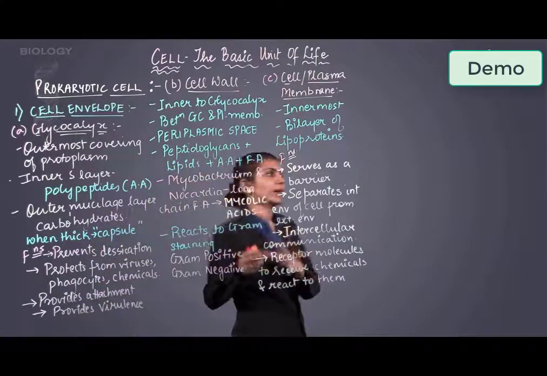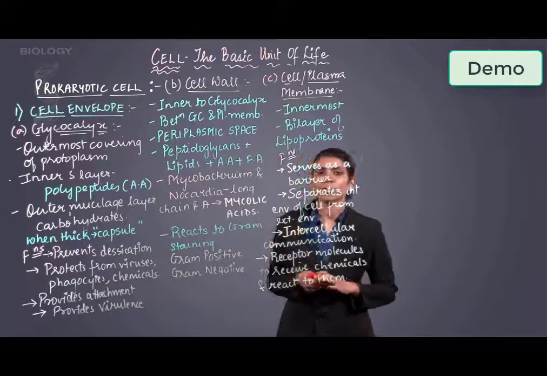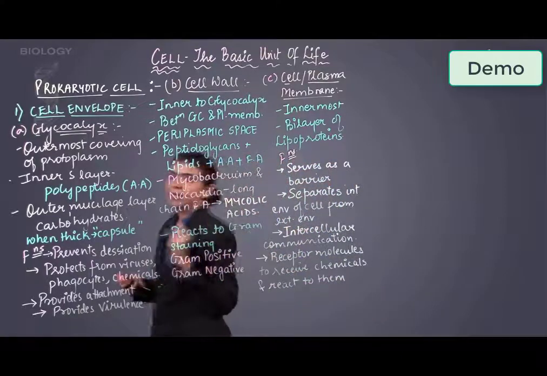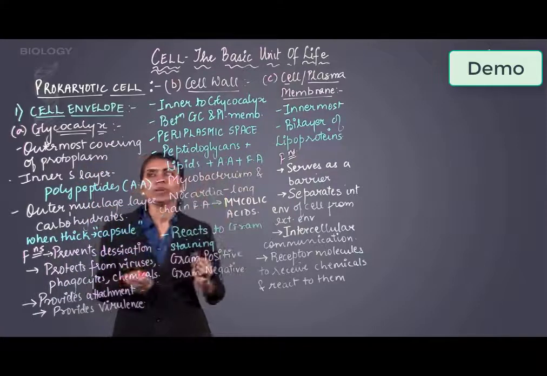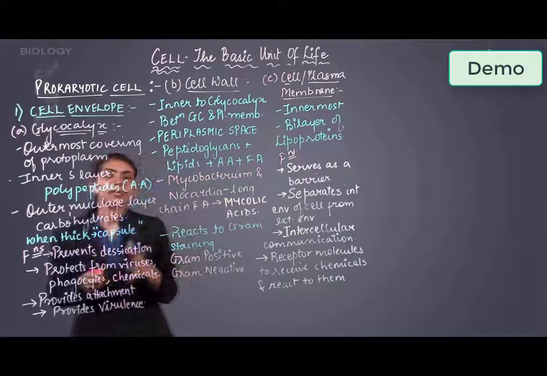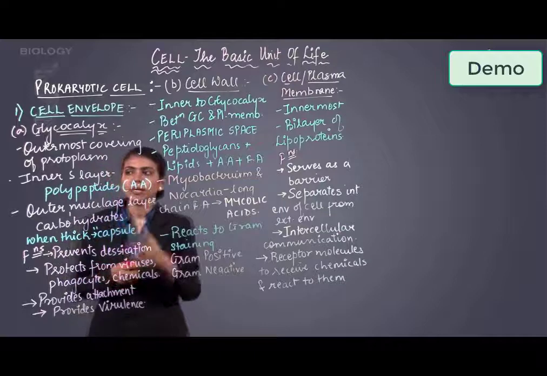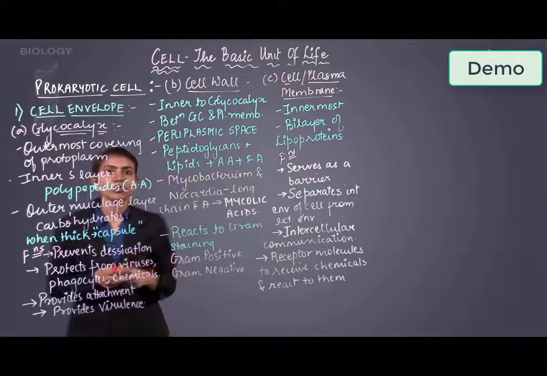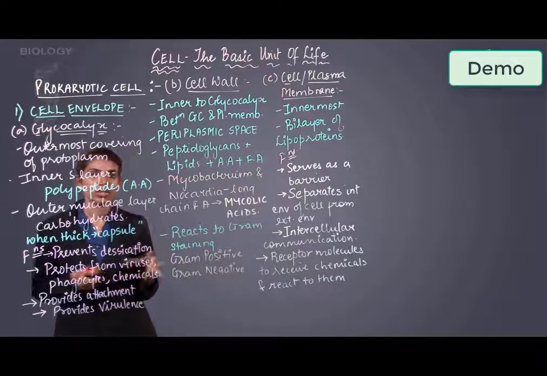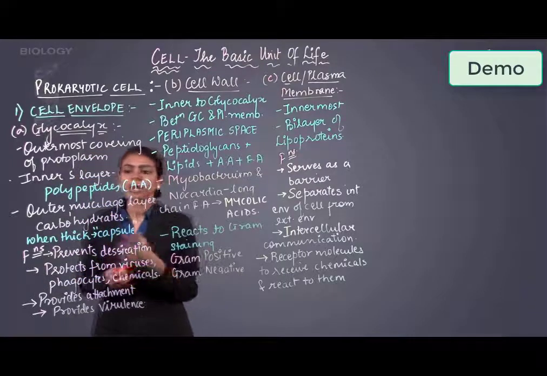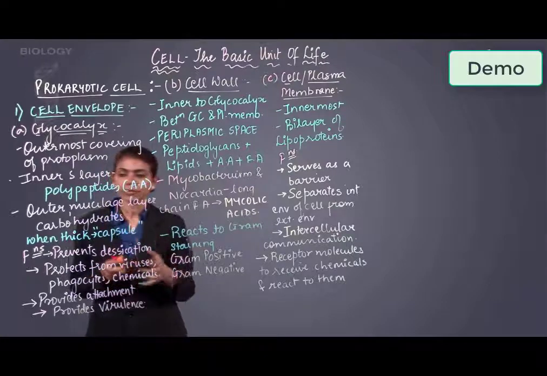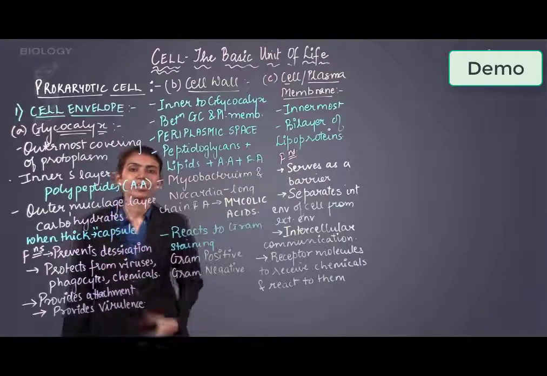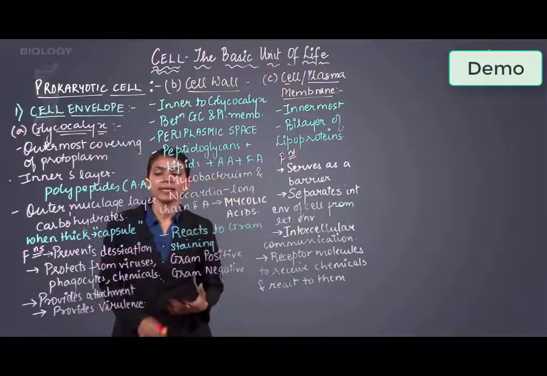Let us now go back to what we have studied about the cell envelope. Cell envelope is basically made up of three layers: the glycocalyx, cell wall, and the cell membrane. About the glycocalyx, it is the outermost covering of the protoplasm. The glycocalyx is in turn made up of two layers. The inner one is called as the S layer, which is made up of polypeptides which are rich in amino acids, and the outer layer is of the mucilage, which is made up of carbohydrates. When this outer layer of mucilage is thick, it forms a covering called as the capsule.